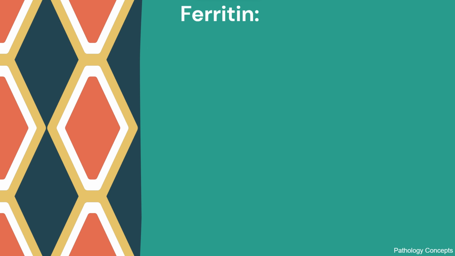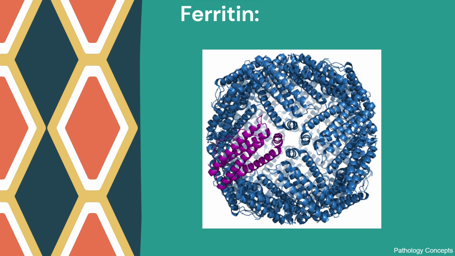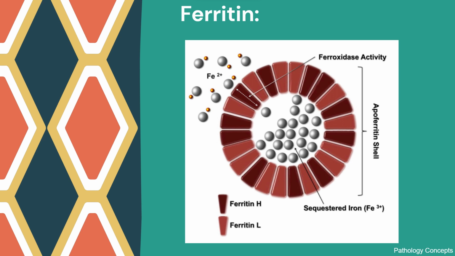Ferritin. Ferritin is a cytosolic protein. Ferritin plays an important role in storage of intracellular iron. It is a 24 subunit protein that is composed of two types of subunits termed H and L.